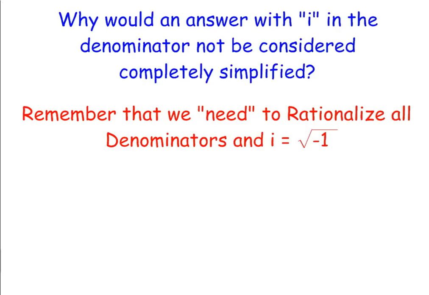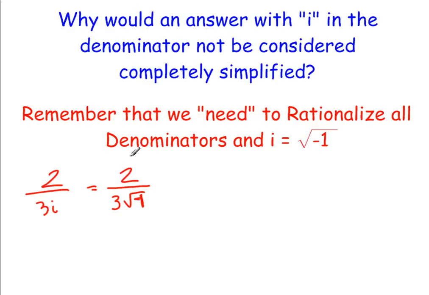So now we're going to talk about having i in the denominator, and why that would not be considered completely simplified. So if you remember, i is the square root of -1. So if I have something like 2 over 3i, why is that not okay? Technically it's all right, but we usually don't like this because this is the same thing as 2 over 3 times the square root of -1. And remember, we don't like square roots in our denominator, so we usually call it rationalizing the denominator.